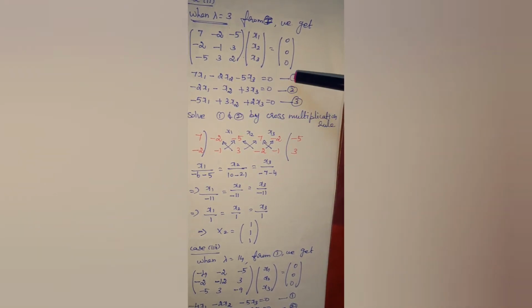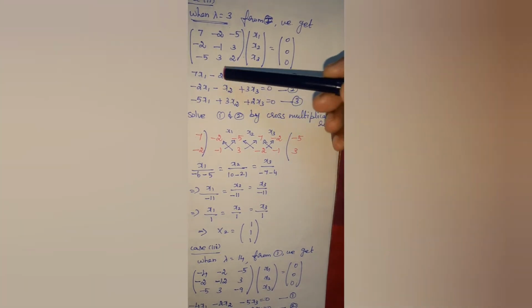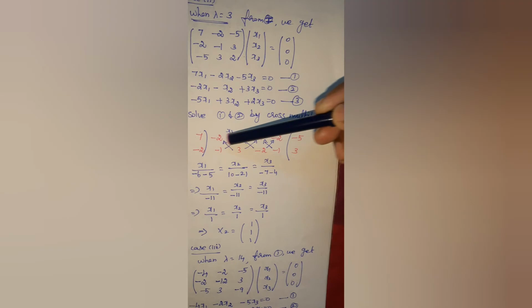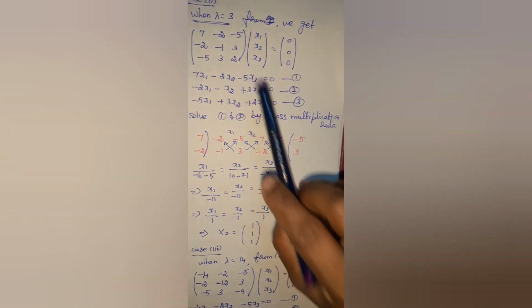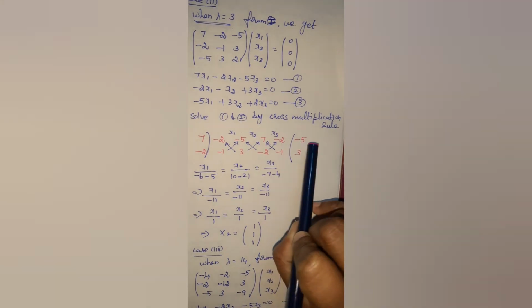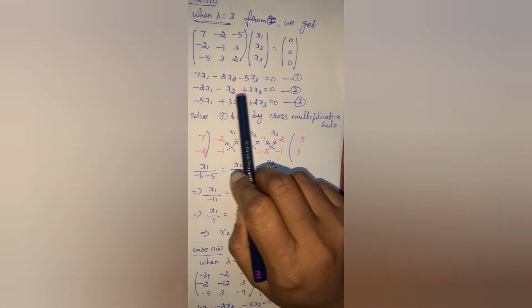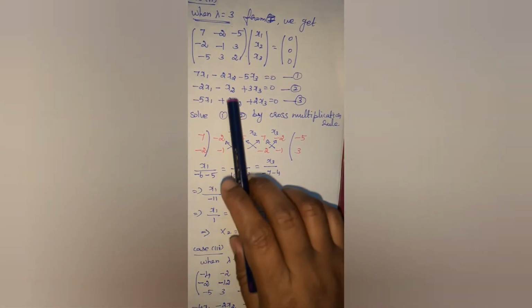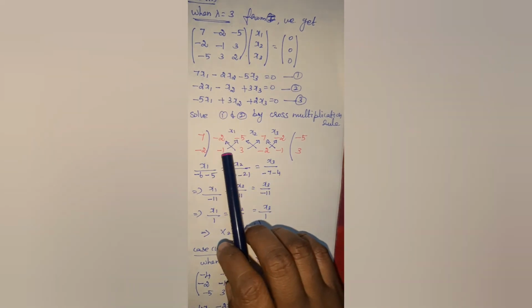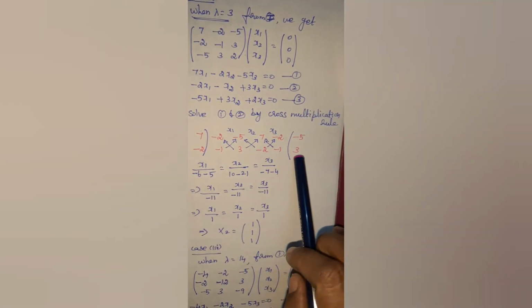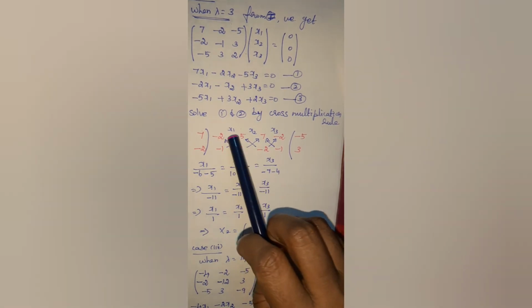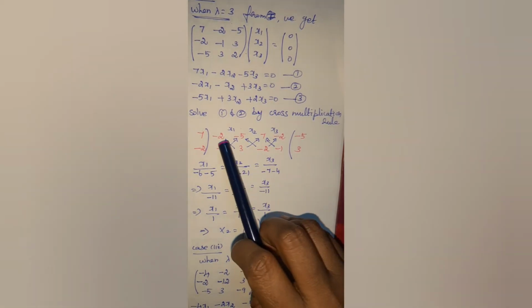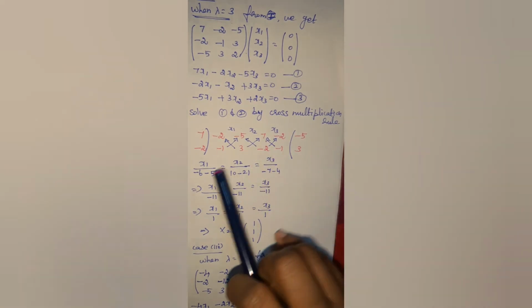I solve equations 1 and 2 by the cross multiplication rule. The same thing, write the coefficients twice. First equation coefficients are 7, minus 2, minus 5. Once again write 7, minus 2, minus 5. And the second equation: minus 2, minus 1, 3, and again minus 2, minus 1, 3. Leave the first and last column. In between each and every column you write x1, x2, x3.